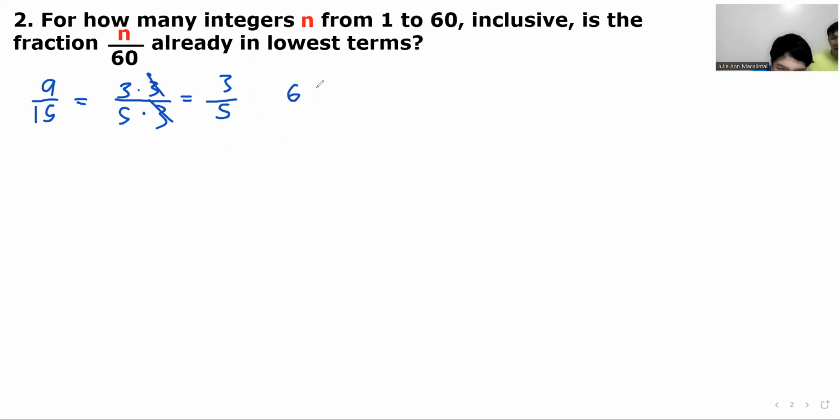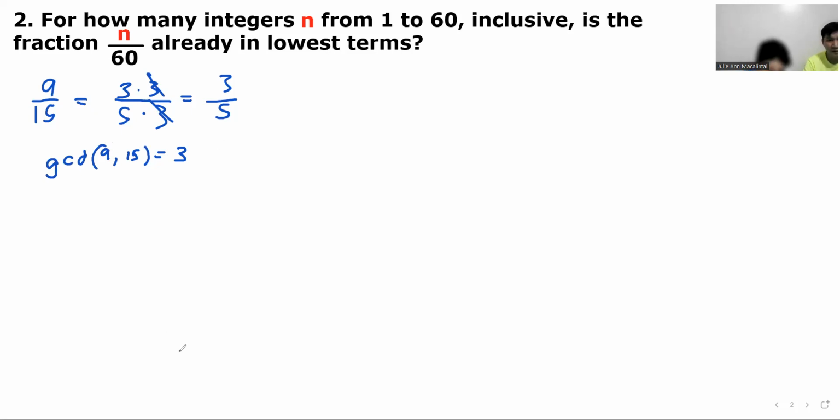So essentially the GCD. Let me add something first here. For example, this is not in lowest terms because of, hold on. The GCD of 9 and 15 is 3. So explain to us also in terms of GCD.